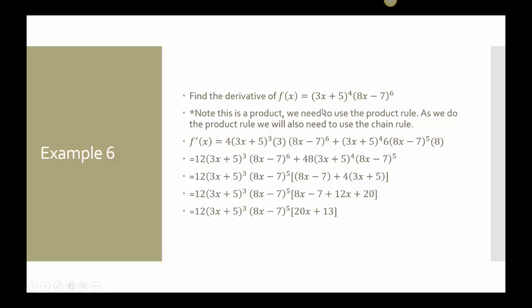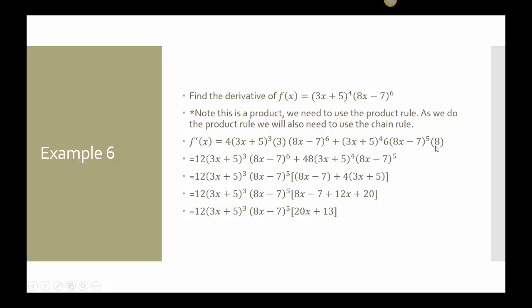So I'm taking this first term, derivative I have 4, 3x plus 5, now it's cubed, and then back inside I get a 3. The second term, 8x minus 7 to the 6th, I just write it again. Then I say plus, and I switch it. So now I write the 3x plus 5 to the 4th, and I take the derivative of 8x minus 7 to the 6th, which means I would first bring the 6 down, write 8x minus 7 to the 5th, go back inside those parentheses, take that derivative, it gives me an 8.